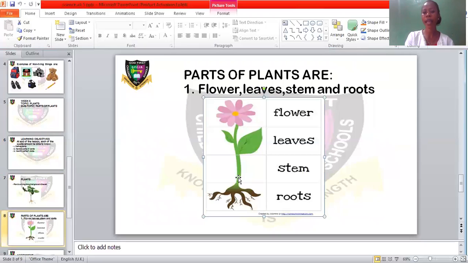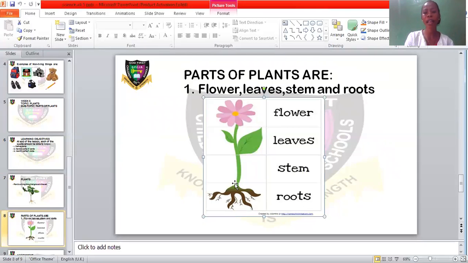And we have the stem. Look at the arrow that I'm pointing to. This is the stem. It is under the leaves. And we have roots. The roots are the last part of plants. Can you see the roots? Yes, the root is in color brown. That is the roots.